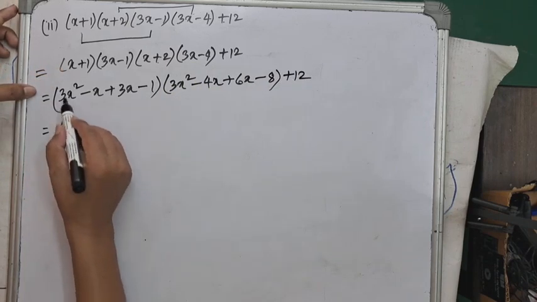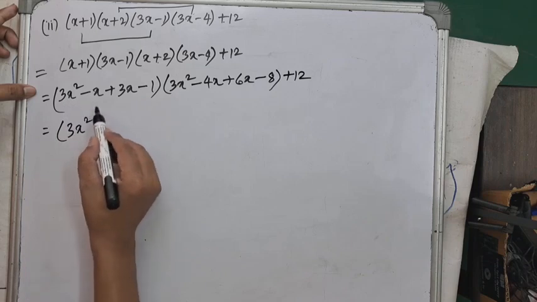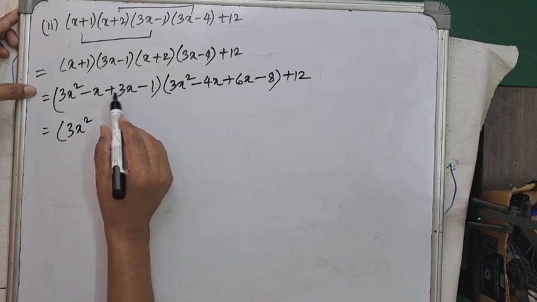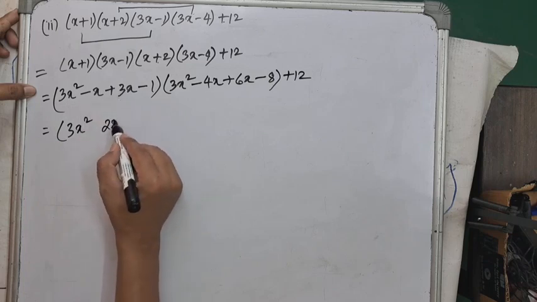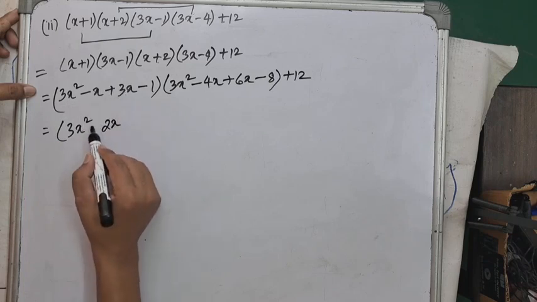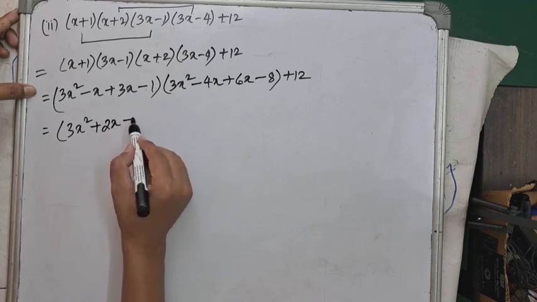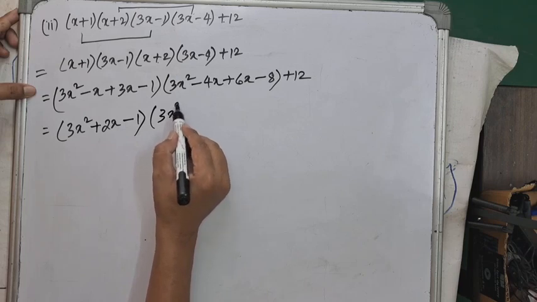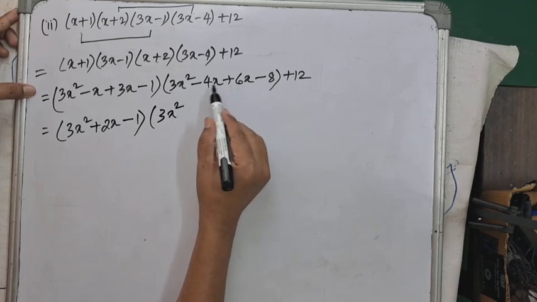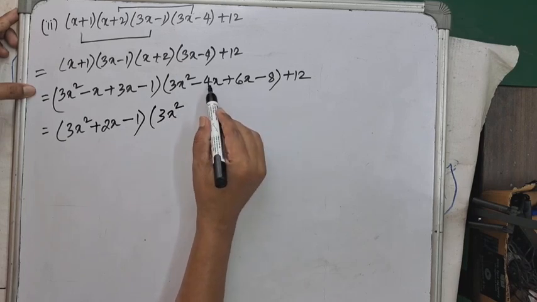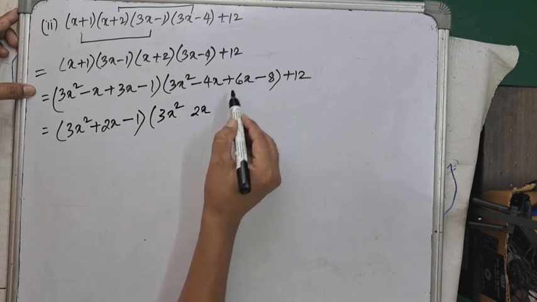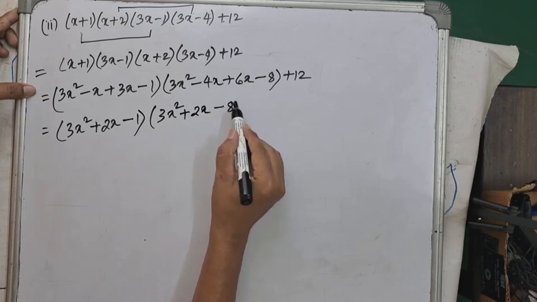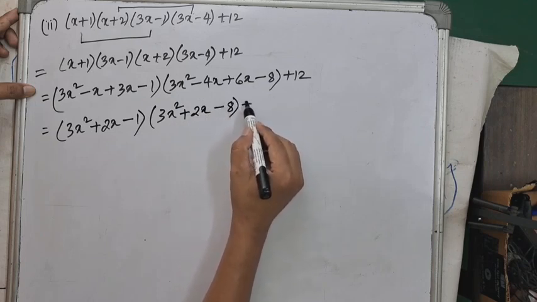Now we copy this 3x square as it is. Minus x plus 3x, opposite sign, so we must subtract. 3x minus x will give us 2x. Sign of greater number is plus, so we write plus here. This minus 1 we write here. And then this 3x square we copy as it is. Minus 4x plus 6x, opposite sign. 6x minus 4x is 2x. Sign of greater number is plus, we write here plus. Minus 8 and then plus 12, isn't it?